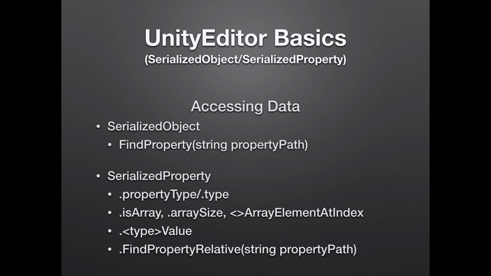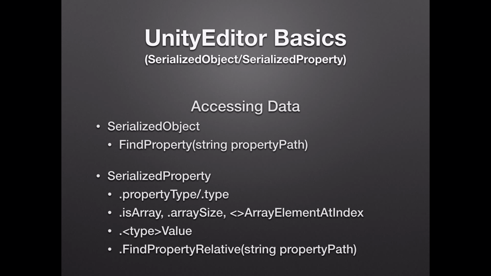Inside of there, you have a couple of variables that are useful. Dot property type or dot type are a way to get what type of data is stored inside the serialized property. Dot isArray, array size, and array element at index are how you manipulate arrays. If it's a list or an array of something, it'll tell you if it's an array, how big it is, and array element at index gives you the element at that index as a serialized property.